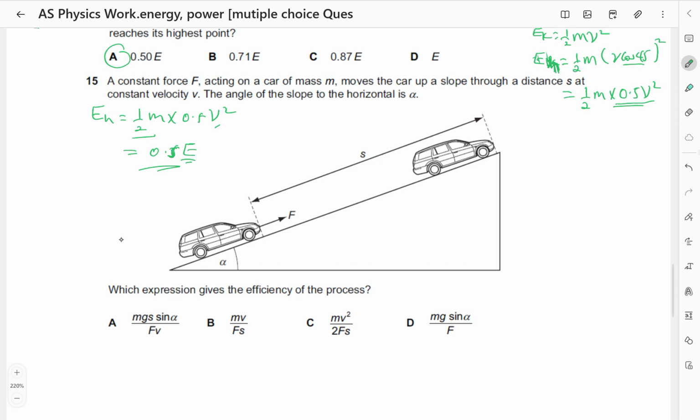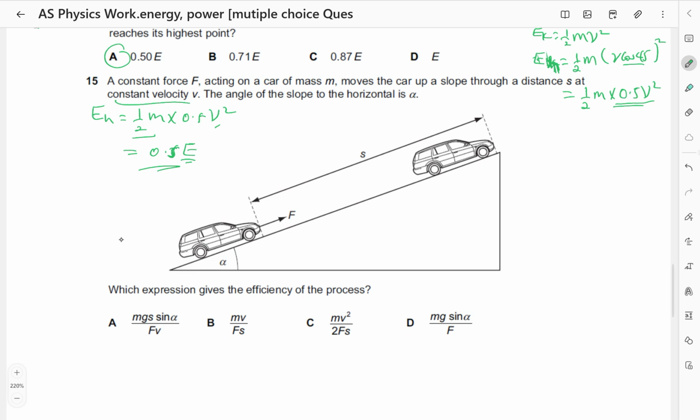A constant force F acting on a car of mass m moves the car up a slope for a distance s at a constant velocity v. The angle of the slope to the horizontal is alpha. Note that the velocity is constant. That means there is no resultant force acting on this car. So the force up the slope is the same as the component of the weight down the slope. Which expression gives the efficiency of the process?